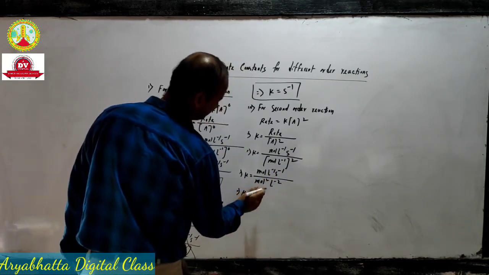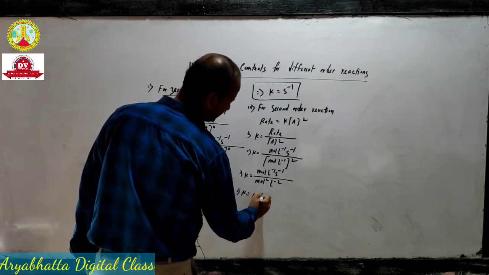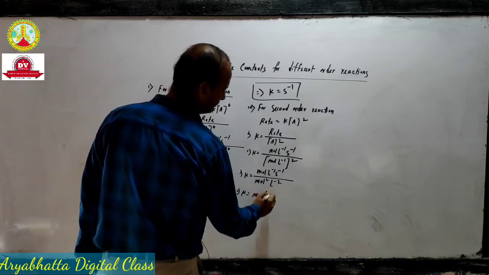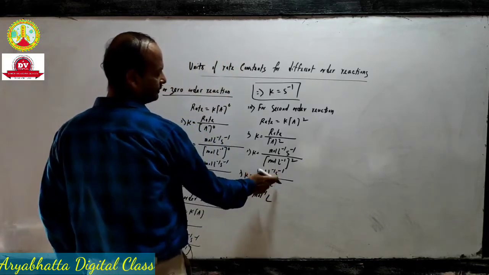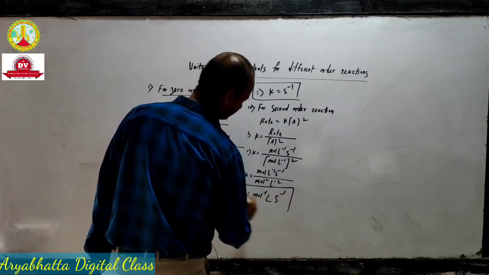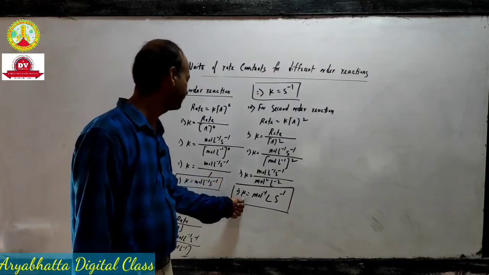After solving, you will get what? When this goes upward, its power is 1, so this will be mol to the power minus 1. And this minus going upward becomes plus, so this will be only liter: minus 1 plus 2, this will be liter, and the remaining part is second inverse. Now look, this is the unit of rate constant for second order reaction.